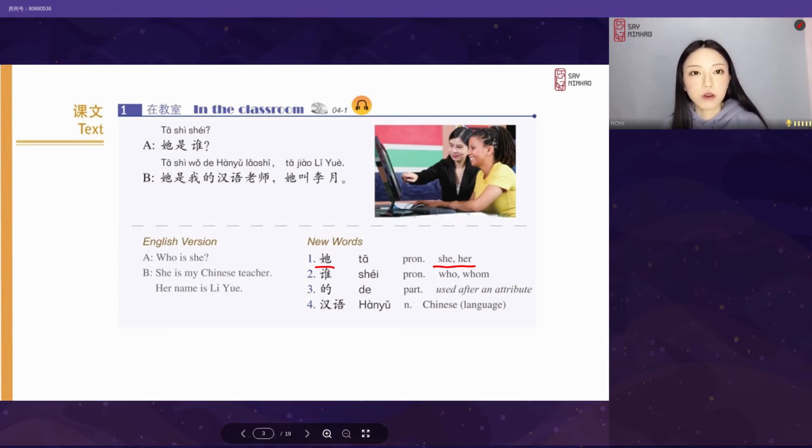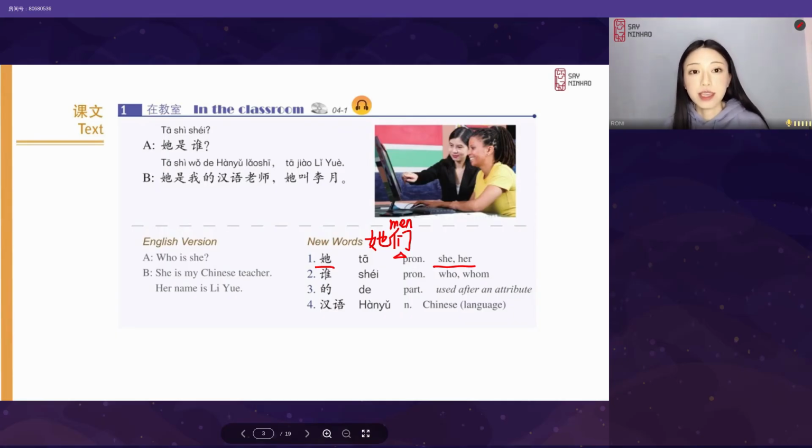And the plural form of 她 is 她们. We just need to put a 们 after it, then we can get they, and they're all females. So this 们 is a neutral tone, so we need to read it soft and quick. 她们 means they, and they're all females.